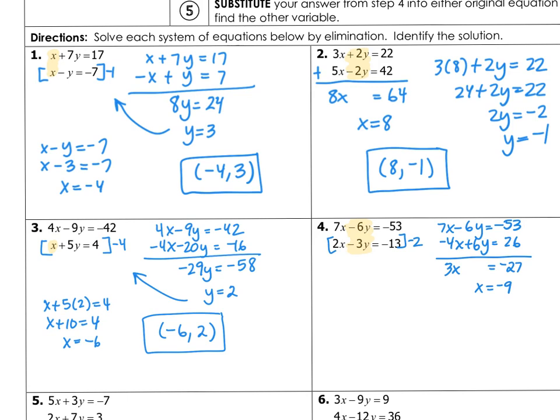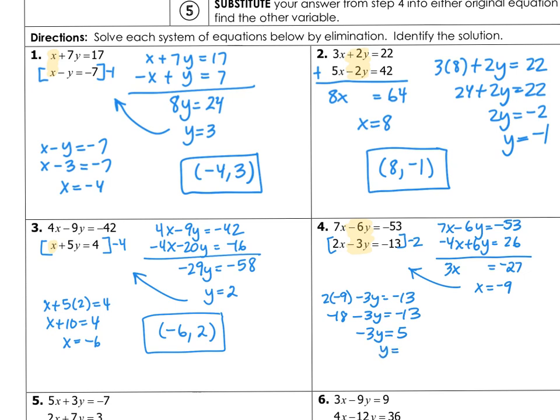So once I know x is negative 9, I go to either one of those, it doesn't really matter. I'm going to choose the bottom one and plug in negative 9 for x, and solve this. Well, add that 18 to both sides, and that would give me 5.